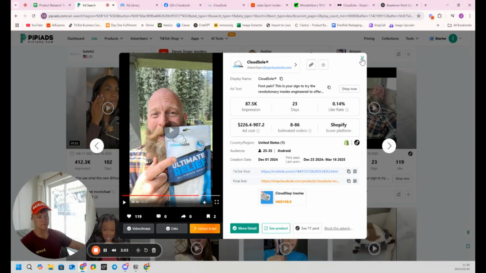Okay, you get the idea, right? Now, this looks like another product, a shoe sole. And maybe that's just what it is. Maybe I'm going to waste my time here, but we're going to give this a shot.